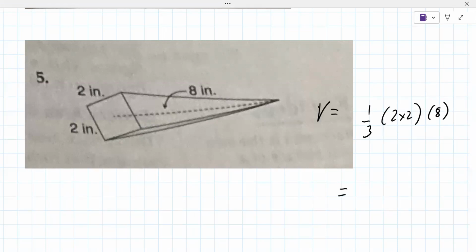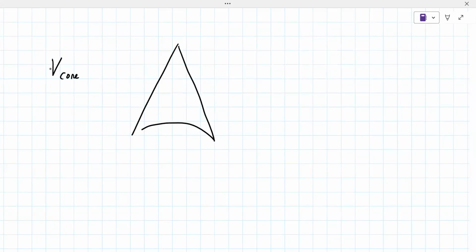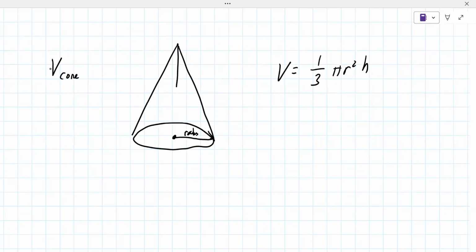So actually there's one more problem in your book I might as well have you do. Nah, let's move to cones. So the next type of problem is the volume of a cone. There are 2 types of cones that you'll see. One is the party hat, or the ice cream cone, if you like ice cream. The volume of the cone is very similar to the volume of a pyramid. It's 1/3 pi r squared h. So again, you need that radius, and you need that height.